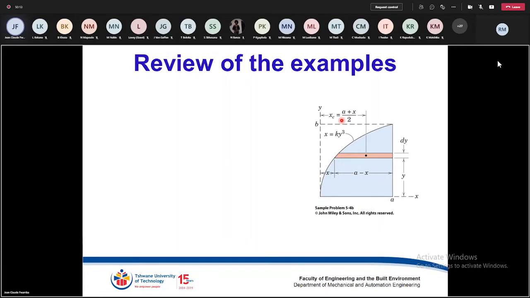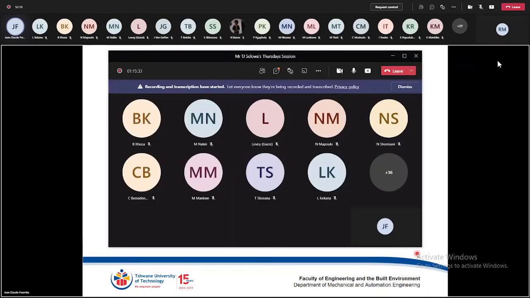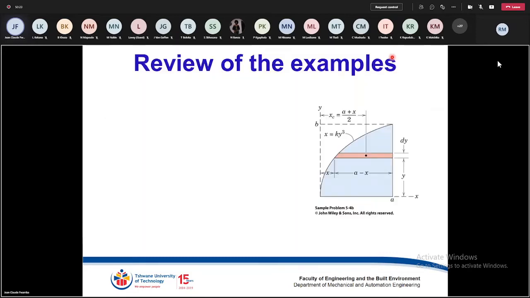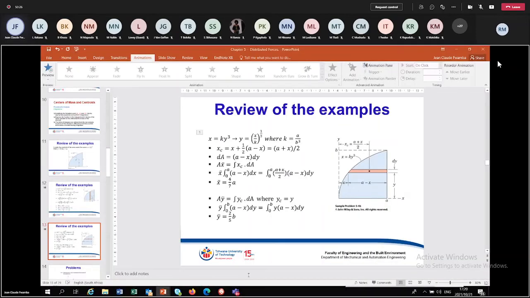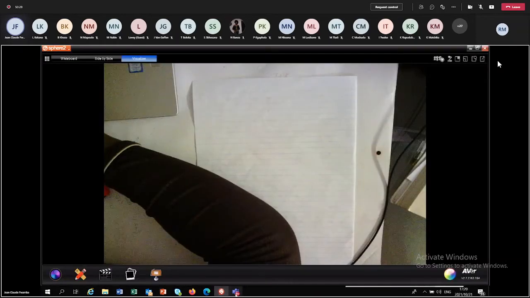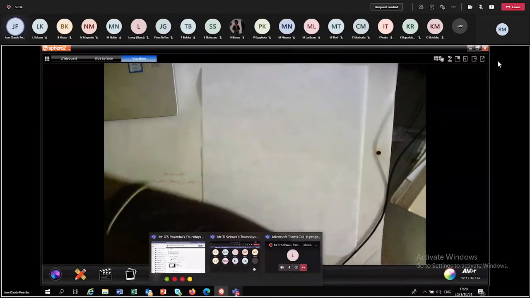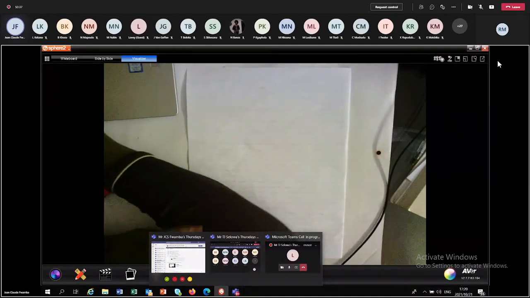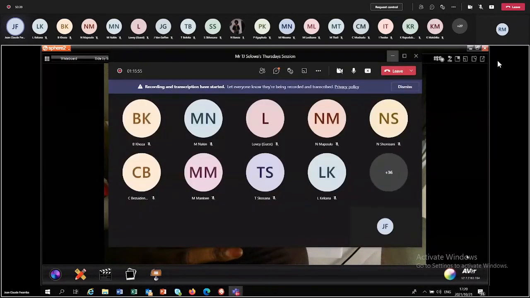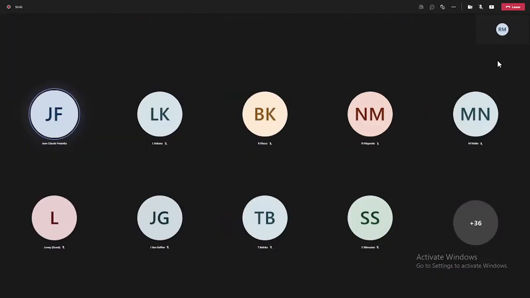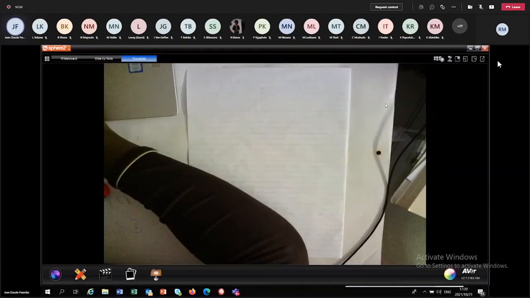I'll probably switch again to my cam. Then we'll look into this one. Just give me a sec. Let me share this. Oh, okay. You can see my screen, right? Oh, sorry. Some control. I believe you can see my paper, right?